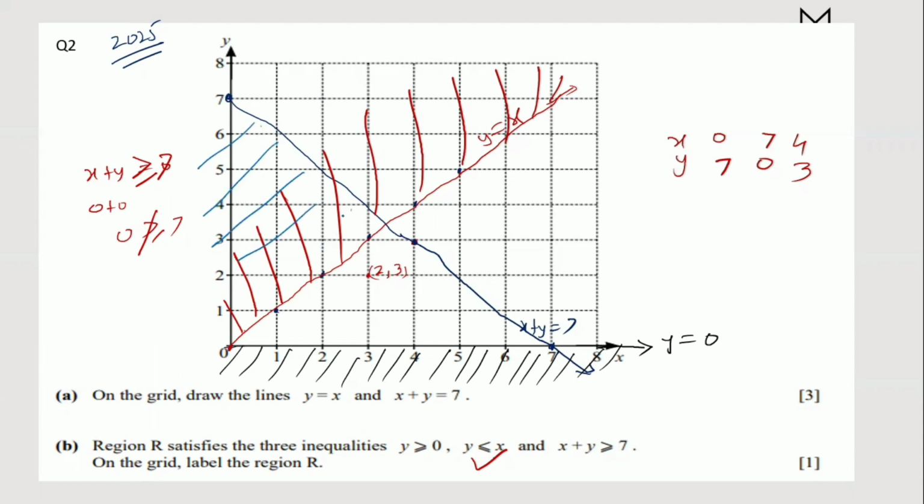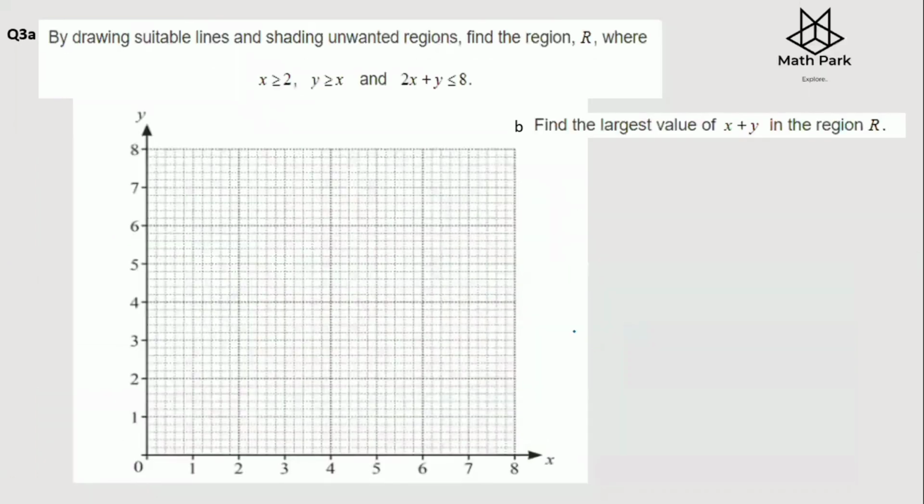X plus y is greater than equal to 7. The region unwanted is this. So the region which satisfies this inequality is this R. This is the region which satisfies the inequality. Understood, children? Moving to question number 3.